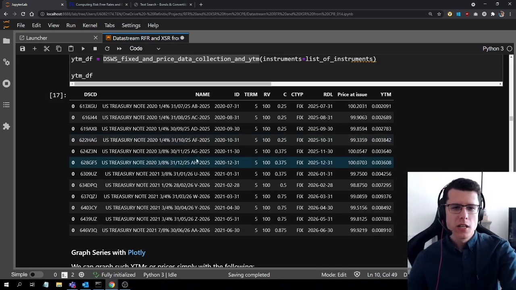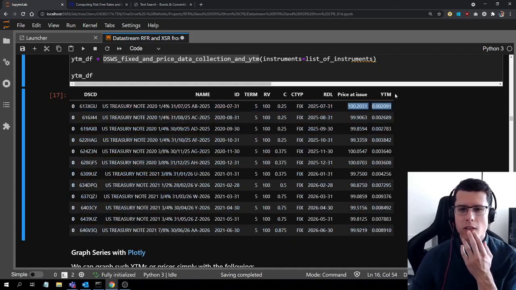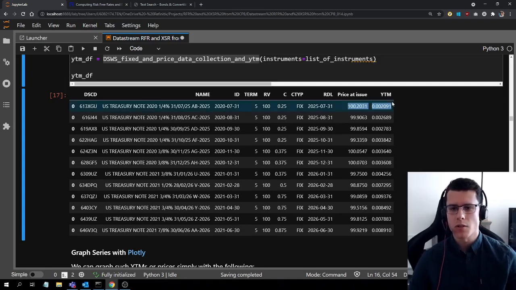Yeah, so these are the Datastream mnemonics. These are the names, the issue dates, the terms, the redemption values, coupons, coupon types, last redemption dates, and price at issue. That's an extra one that I've added myself within the Python function I've created. And the yield to maturity, which is computed with this price at issue. I guess it should be yield to maturity. Yeah, no, there's no other term for it.